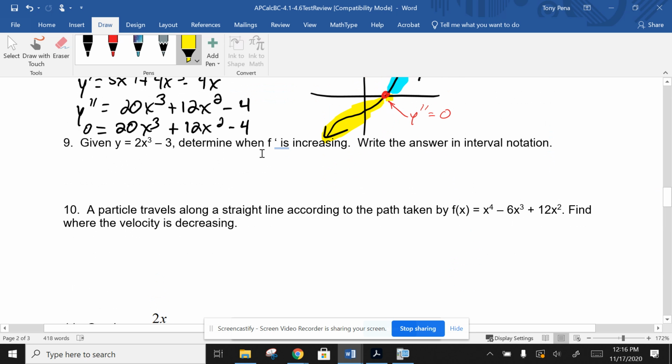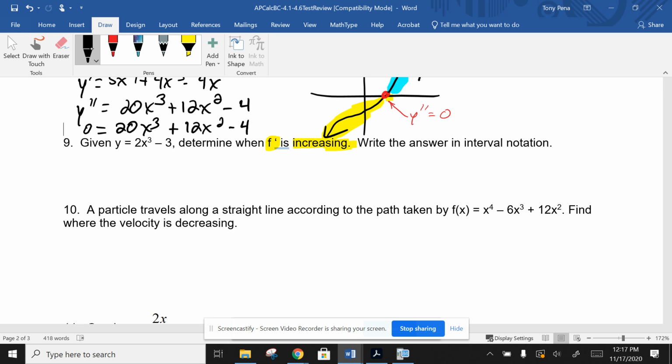Number 9, pay attention to this. This is not a misprint. Number 9 is me kind of setting up number 10. 10 is the big one, something long-term that we want to understand. Number 9, I give you a pretty simple little function, and I'm asking you this question. Where is f prime increasing? So we've done a lot of where is f increasing. I'm now asking you, where is f prime increasing?